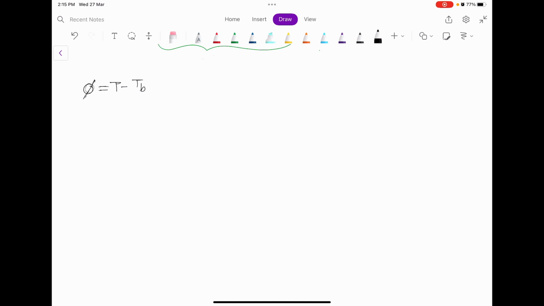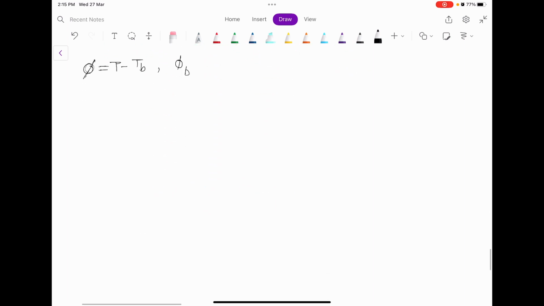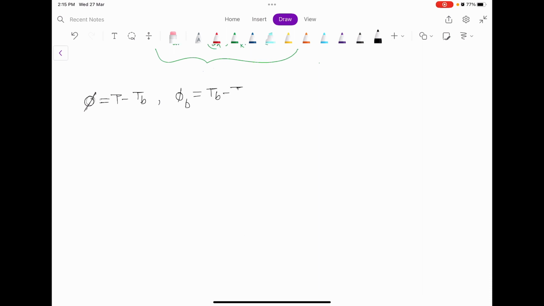And we also talked about phi b. If we talk about phi b, then phi b is TB minus TB, and that is equal to 0, and that means d phi b dz is equal to 0. That means phi b is not a function of z. I explained it very rigorously, so I will not explain it further because I already took a lot of time in explaining it.